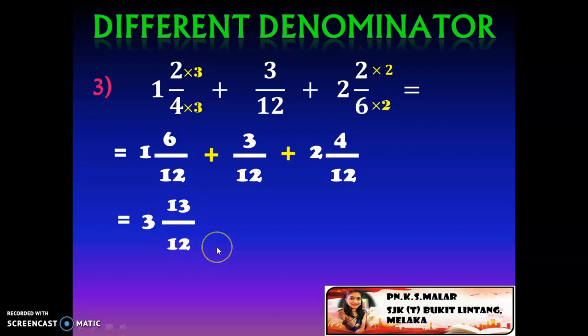13 over 12 is not a proper fraction. So we must convert this into an improper fraction. How do we convert this fraction? Okay, here we must do the times first. 3 times 12 is equal to, yes, 36. Then you must add the numerator. 36 plus 13 is equal to 49.